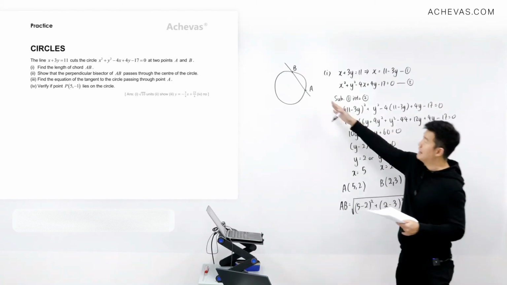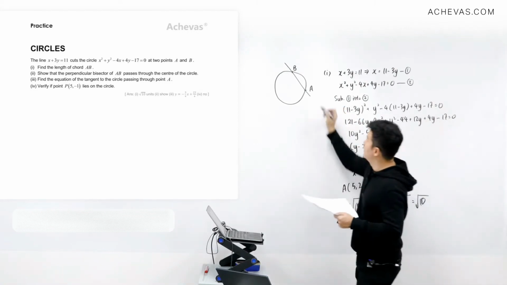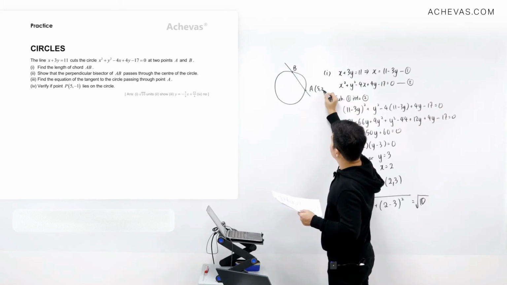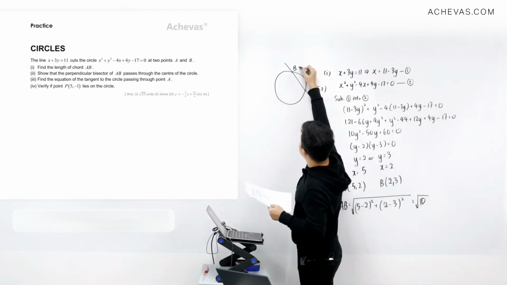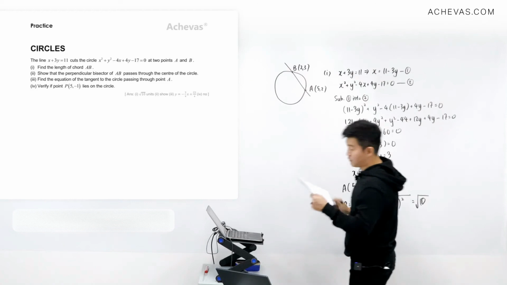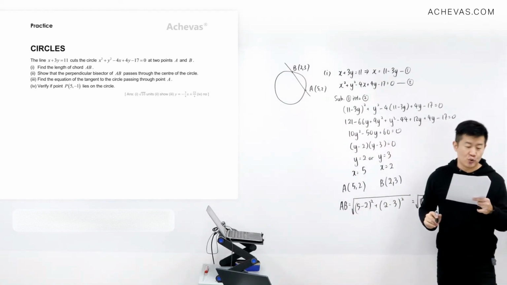Let me just indicate the coordinates of A and B here. So this is at the point 5, 2, and B is at the point 2, 3, which we have just found. Let's move on to part 2.